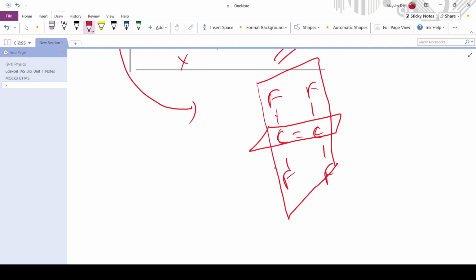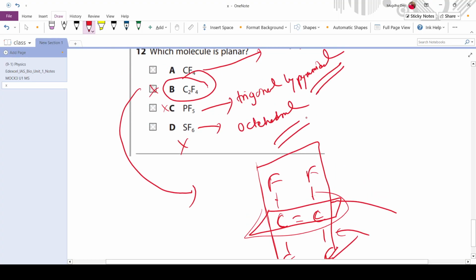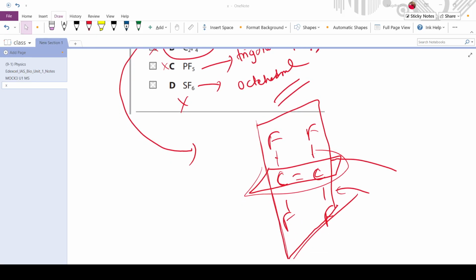This is also planar, this is also planar. It's just that this one is vertical and this one is horizontal. So in the overall sense, the molecule is planar. Okay, did you understand? Maybe because you assumed that C2F4 will have two central atoms. That's why, right? Yeah, maybe because of that. Actually, it does not have any central atom.